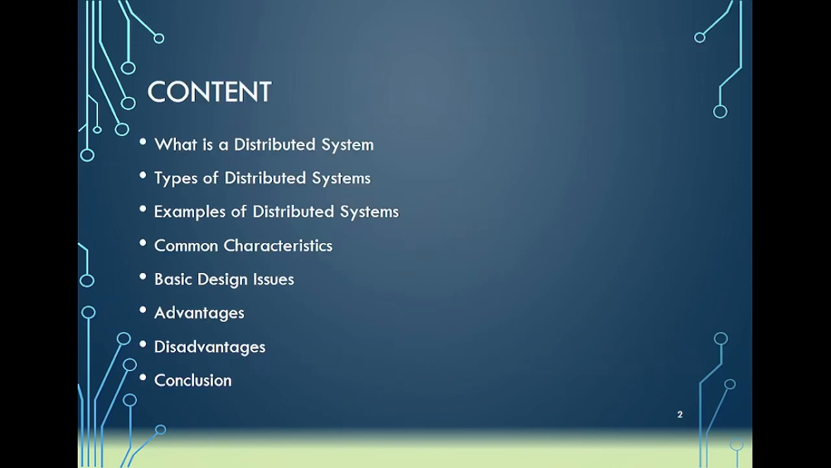All right, so we're going to look at distributed systems, and these are the contents. We're going to understand what a distributed system is. We are also going to look at the various types of distributed systems, right? Even around you, where you are, there's a kind of distributed system that you could be using without your knowledge. And of course, we're going to give examples of distributed systems that maybe you are familiar with or not familiar with. And also, we're going to identify some common characteristics, right? And look at the design issues that come along with distributed systems. Of course, we're going to mention the advantages and disadvantages.